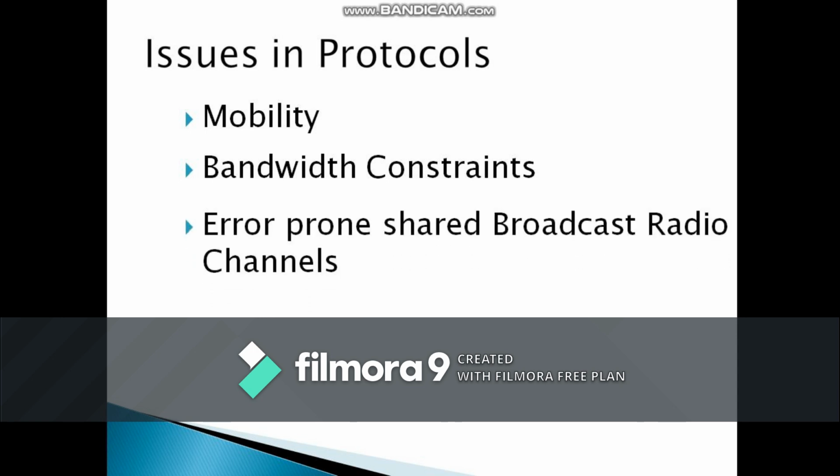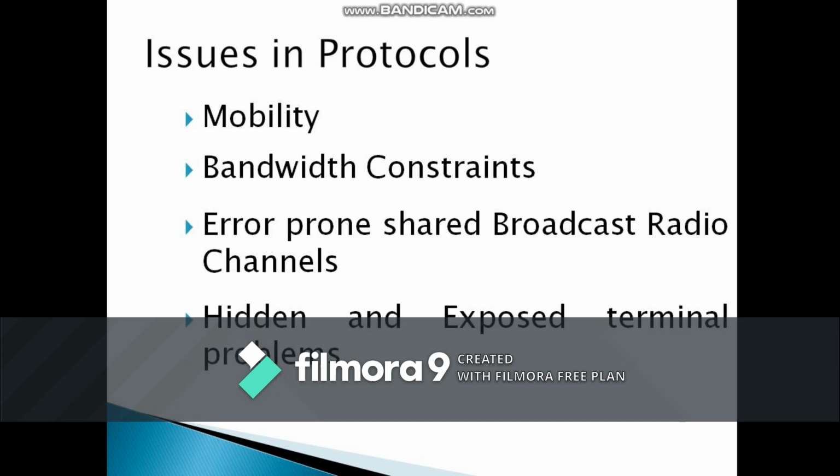Error prone shared broadcast radio channels. In wireless networks, links have time varying characteristics in terms of capacity and error probability. So this requires the network routing protocol to interact with MAC layers to find an alternate route for a better quality link.